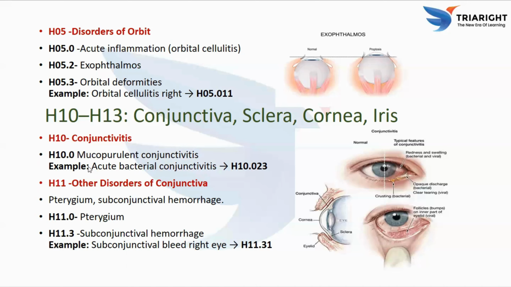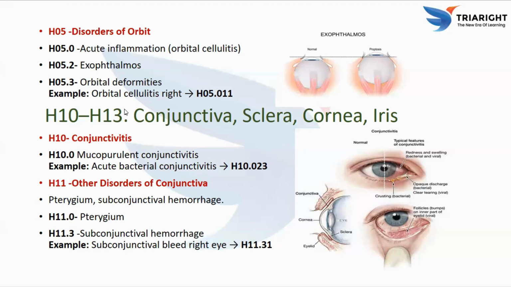So what are the symptoms of this mucopurulent conjunctivitis? Redness, yellow or green discharge, crusting of eyelashes, sticky eyelids, and also mild pain or irritation. So for example, whenever H10.023 code should be assigned, it must be a description like acute bacterial conjunctivitis. There are other types of conjunctivitis like viral, allergic, and also chemical.